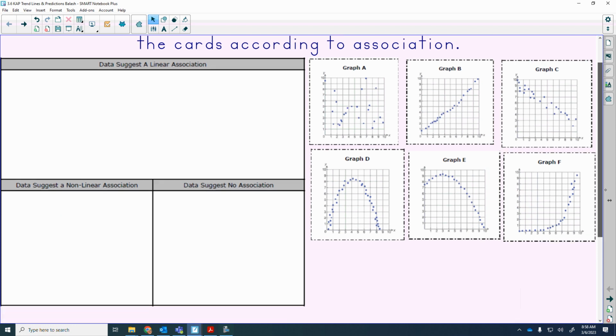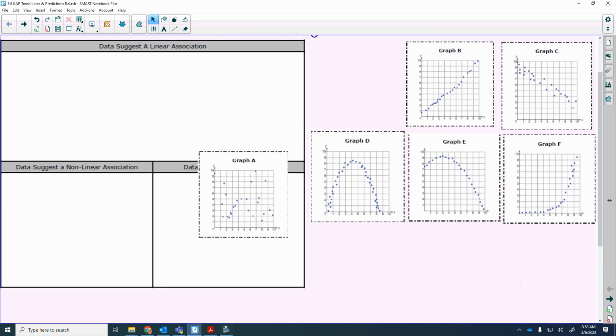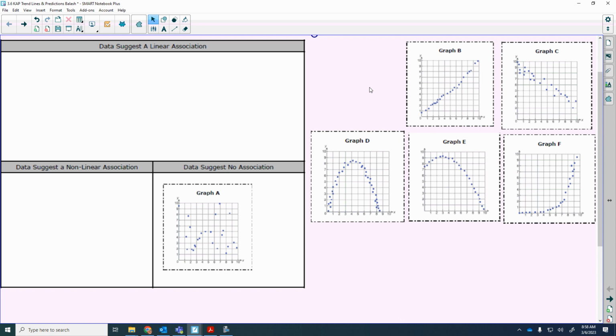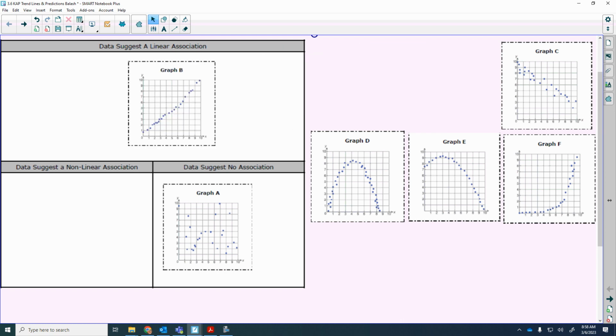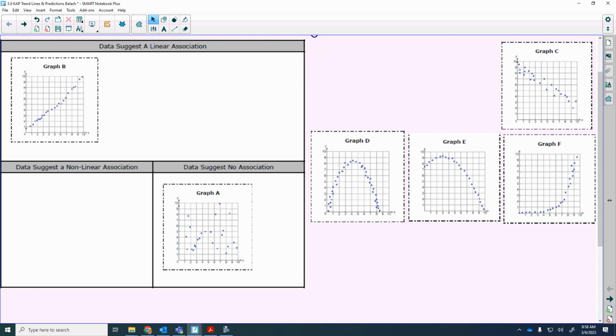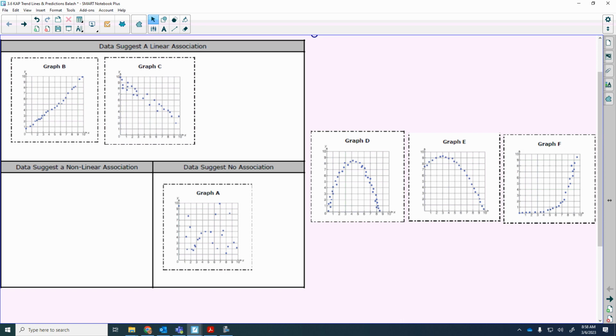Yeah, I would say no association for A because it's just kind of a mess. Okay, what about B? Linear. C? Linear. Tell me about B. It would be a positive linear and C would be a negative linear.